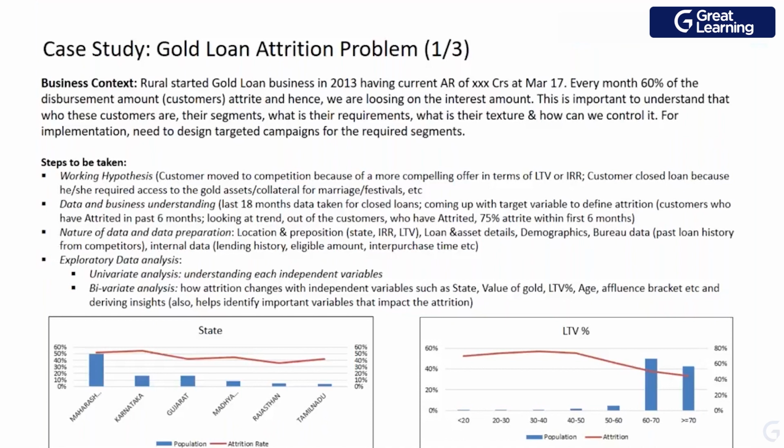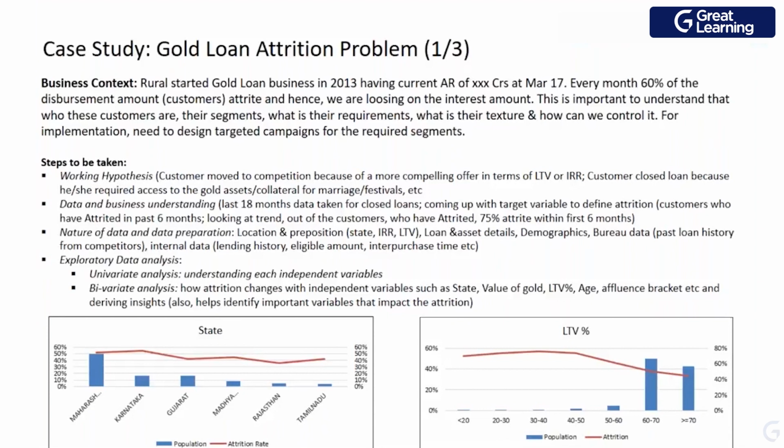In terms of the working hypothesis, the first step we usually take, even before we have seen the data, is to have your own hypothesis. In this case, the customers are moving. What could be some of the reasons that the customer is moving? It could be because of a compelling offer in terms of LTV or IRR. I'll explain what LTV and IRR mean.